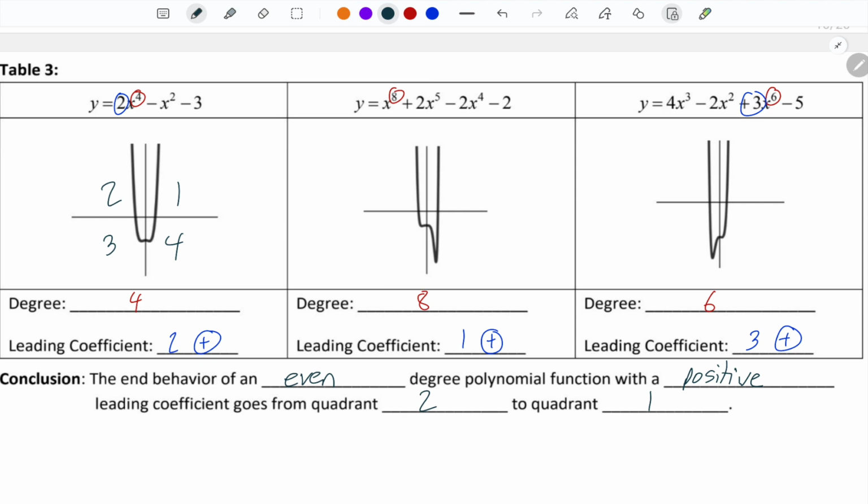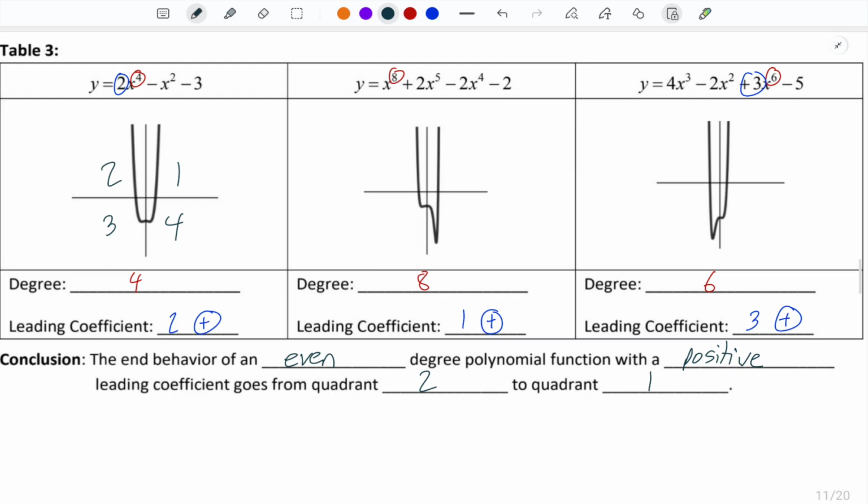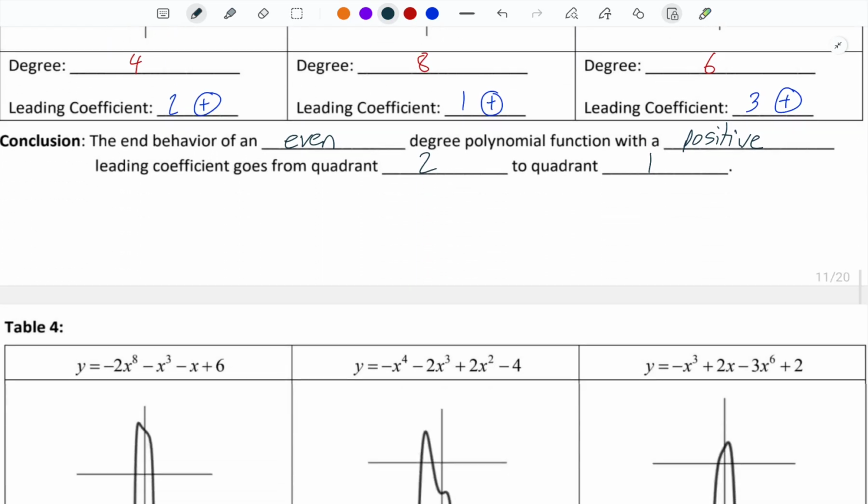Again, we always go from left to right. So start on the left side, which means you're always going to be starting with quadrants 2 or 3, and you're going to the right, so you're always ending with quadrant 1 or 4.